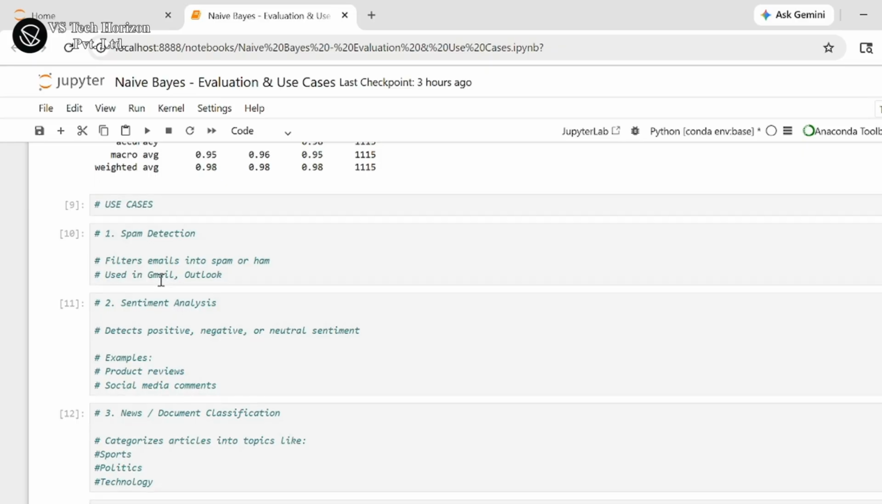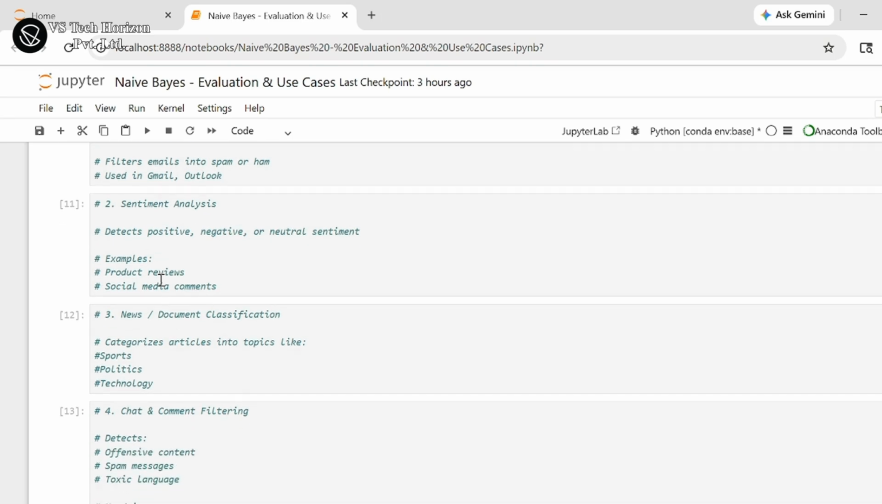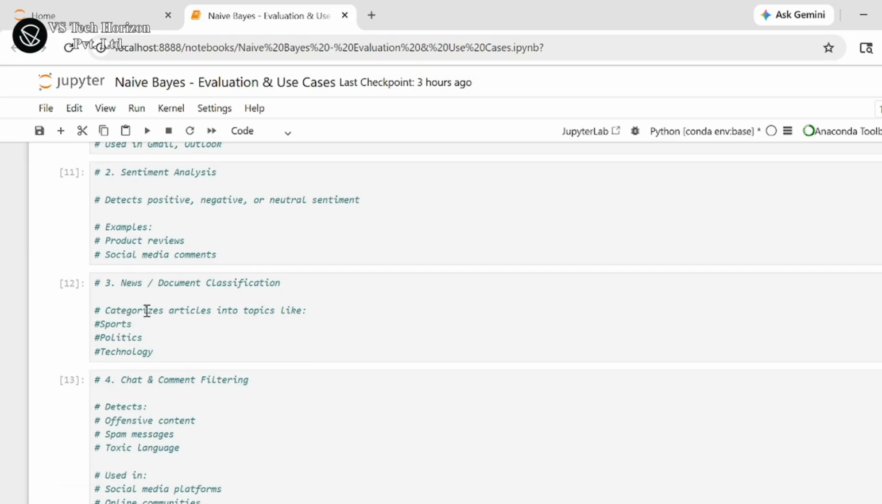Next comes sentiment analysis. The naive-Bayes model is used in sentiment analysis to determine whether a text is positive, negative, or neutral. This is helpful in analyzing customer reviews and social media comments by identifying the tone of the message.